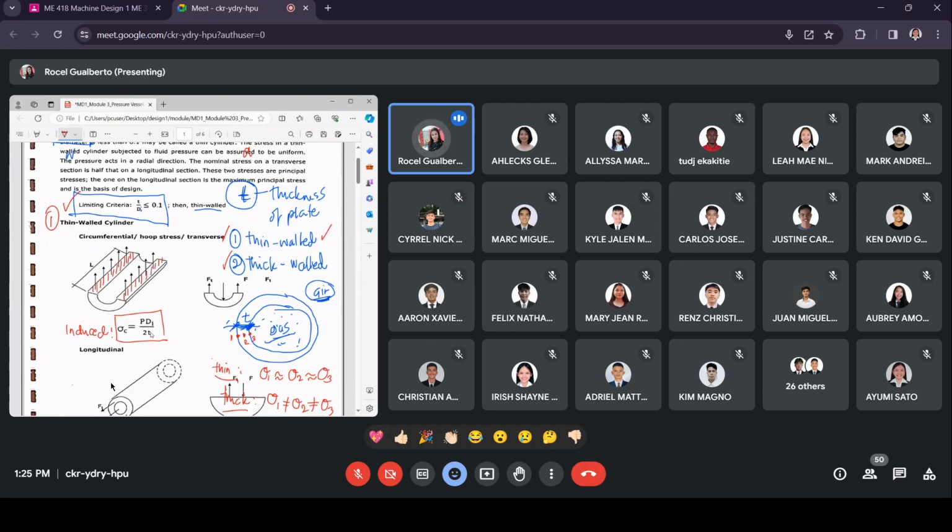This is derived from the equation sigma equals force over the area. I will no longer derive how you come up with this PD over 2T, because I assume that this has already been derived in your deformable body course. Again, we call this your circumferential stress. Another term for it is hoop stress or transverse stress. P pertains to the pressure inside the vessel, D sub i is the inside diameter, and T is the thickness of the plate. This is your induced stress on the cylinder.